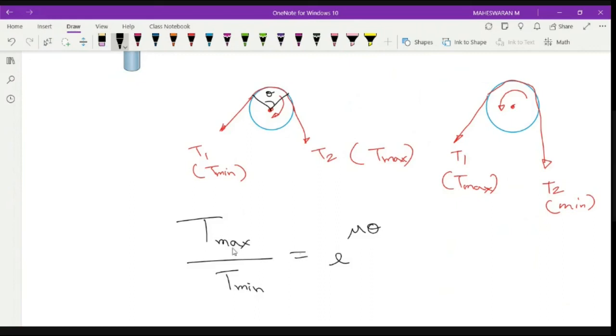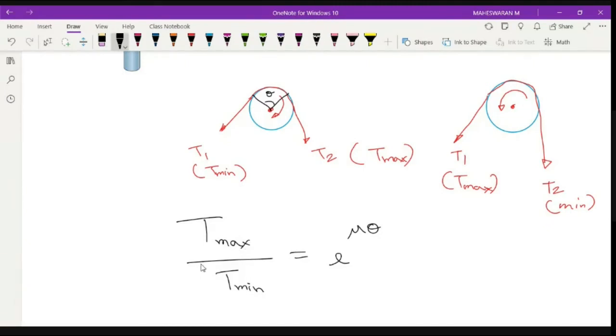Based on the rotation, you consider T max. T max will always be in the numerator and T min in the denominator, so either T1 by T2 or T2 by T1, whatever it is. So consider the direction based on that and substitute accordingly.